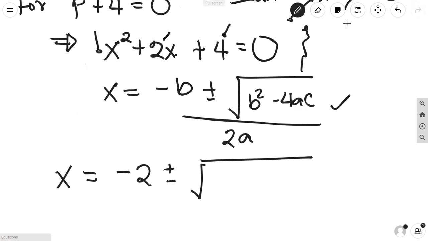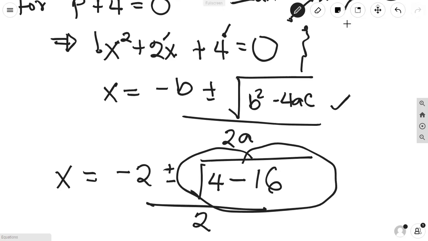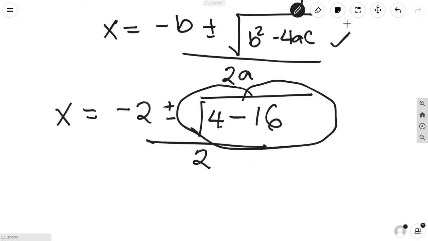Good. And if you put that directly, you'll see that x is minus 2 plus or minus the square root of b squared, which is 2 squared, 4, minus 4ac. And that is 4 times 1 times 4, which is 16. And then we divide by 2. A close look at what we have inside the square root shows that x here is not a real solution. Why? Because 4 minus 16 is minus 12, and when you take the square root of minus 12, it is not real. So the value of x we obtain here for p + 4 equals 0 will not be real.